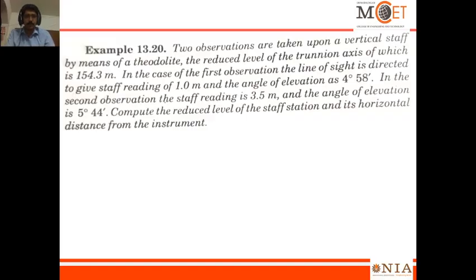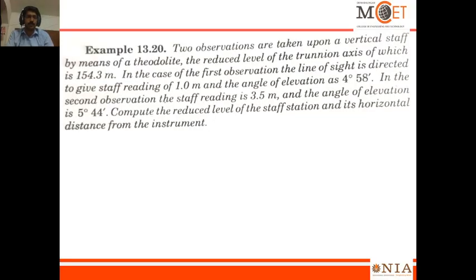Next problem. Two observations are taken upon a vertical staff by means of a theodolite, the reduced level of the trunnion axis of which is 154.3 meter. In the first observation, the line of sight is directed to give a staff reading of 1 meter and the angle of elevation as 4 degree 58 minutes. In the second observation, the staff reading is 3.5 meter and the angle of elevation is 5 degree 44 minutes. Compute the RL of the staff station and its horizontal distance from the instrument.